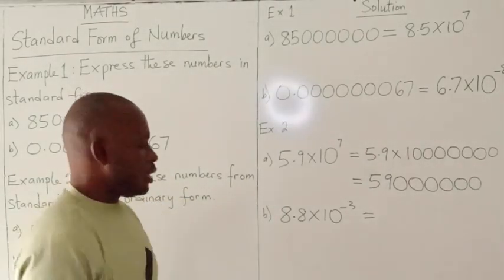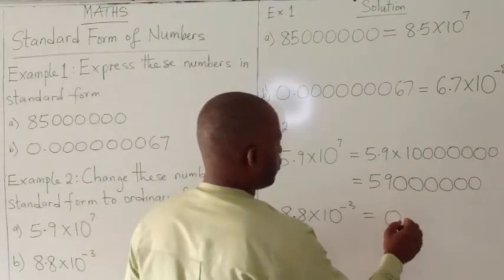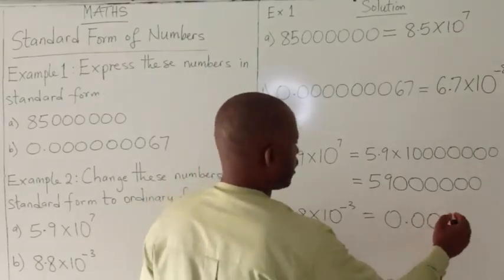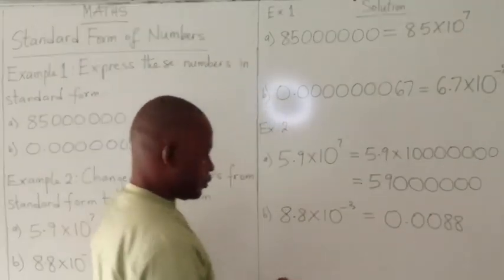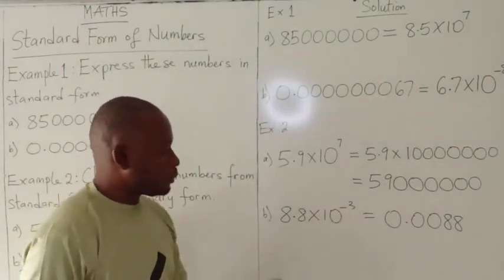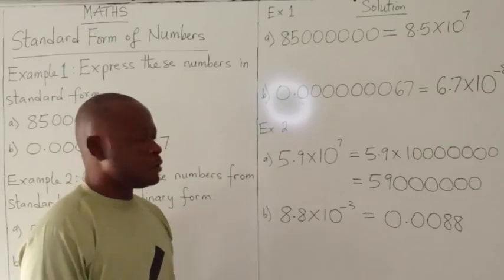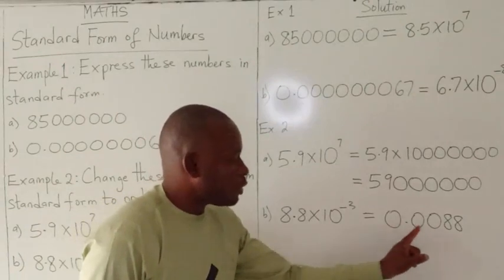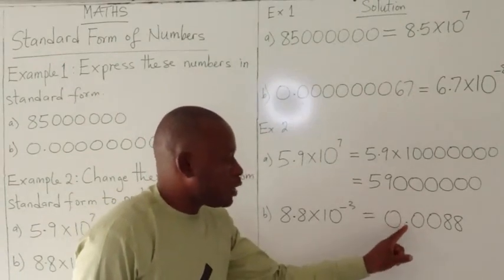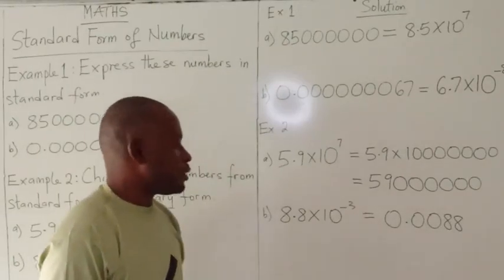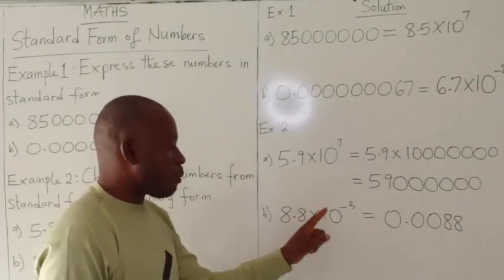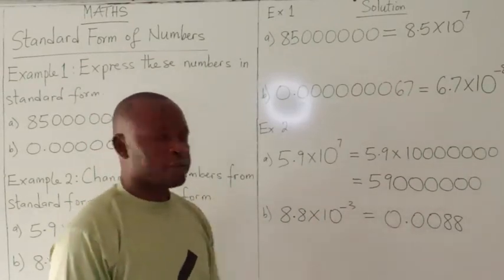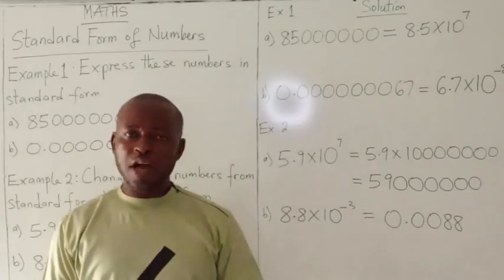Do you understand that? It means we're going to have 0.00, that's 3 zeros now. Then we have our 8. The power here is minus 3. So we are going to have 3 zeros before the first digit, which is not 0. Look at those 3 zeros. Don't forget that there must be a decimal point here. And then we have 8 at the end. So 8.8 times 10 raised to the power minus 3 is equal to 0.0088. Do you understand? Do you have any question?